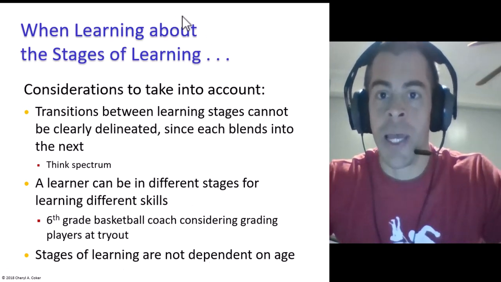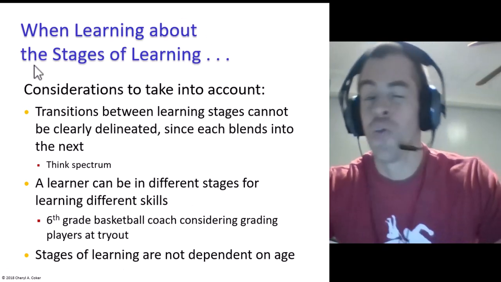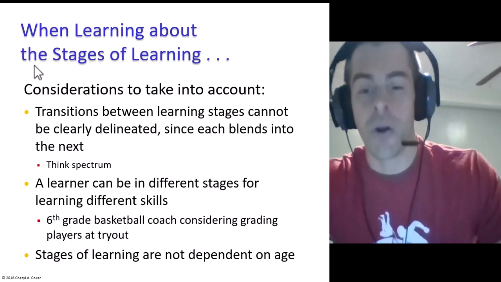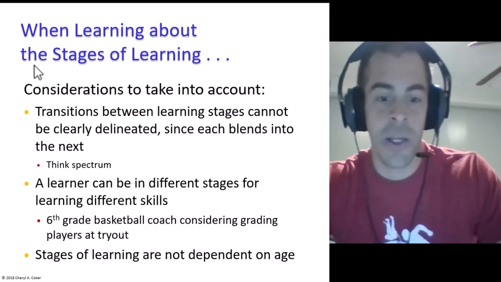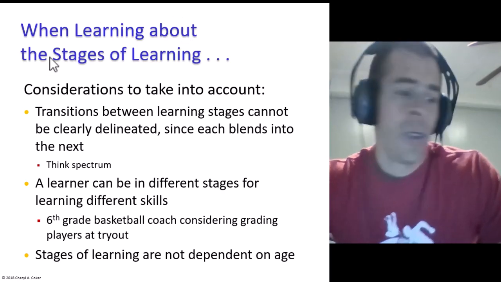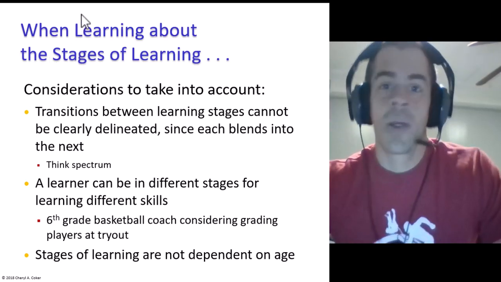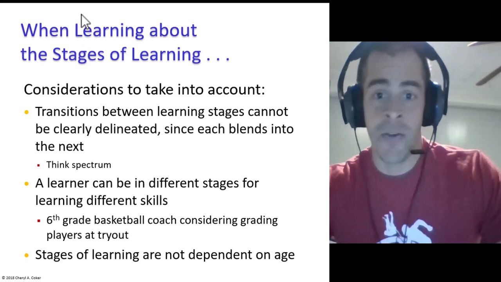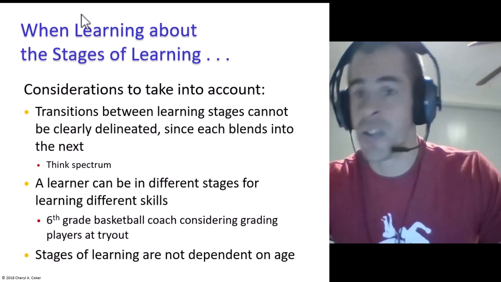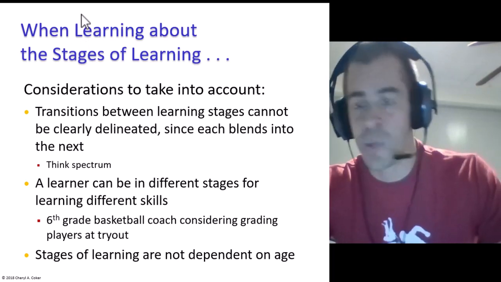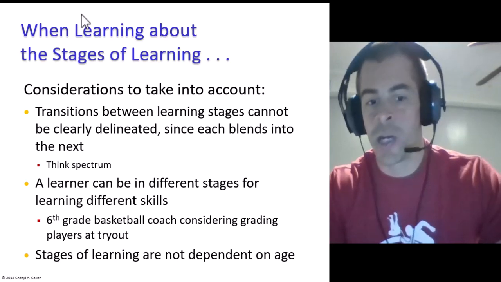And then last consideration is to recognize that stages of learning are not dependent on age. Instead, they are truly independent of age. You could have somebody who's never done a skill whatsoever and be in the cognitive stage. Likewise, you could have a 5-year-old be in the associative stage of a given skill. It just simply depends. I think sometimes we overlook that.